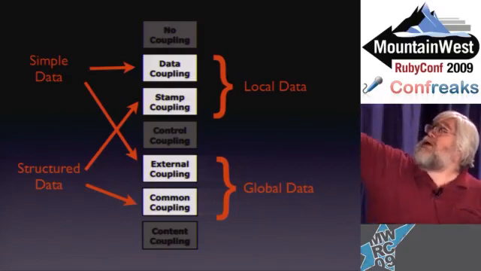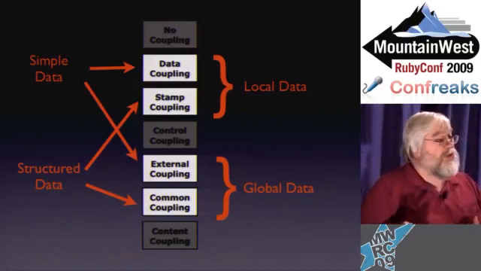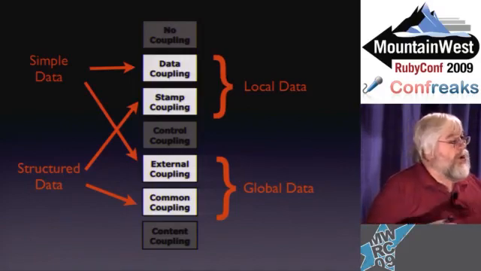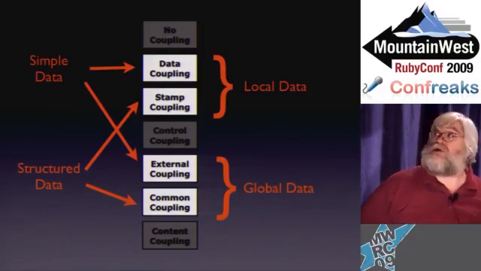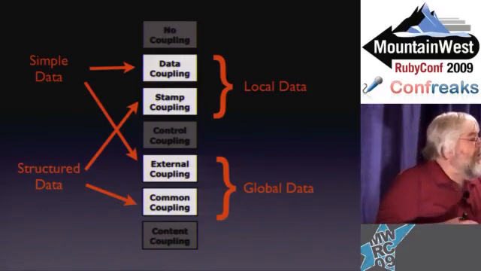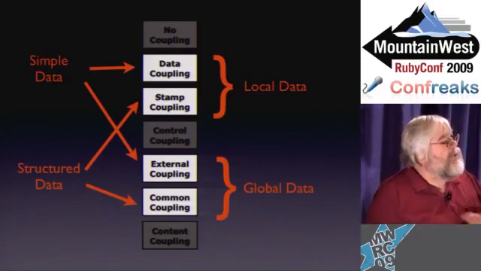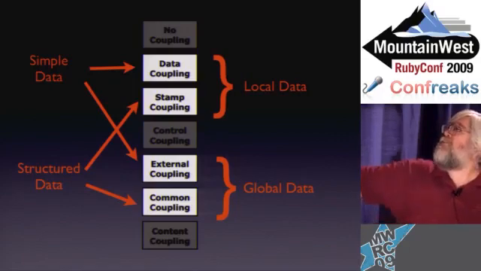So local data coupling would be passing integers or floats or strings into a method. That'd be all local data, simple data structures. Stamped coupling would be passing structures, things that have form, internal structure, and passing them through a parameter.